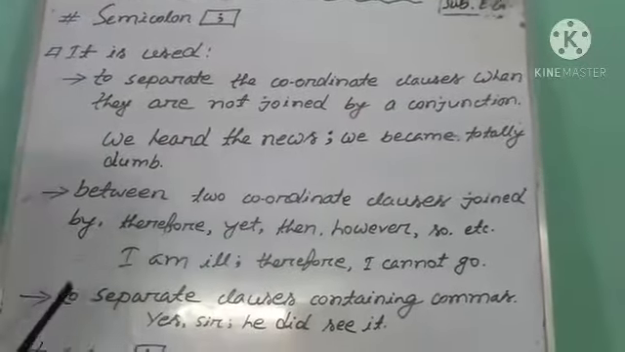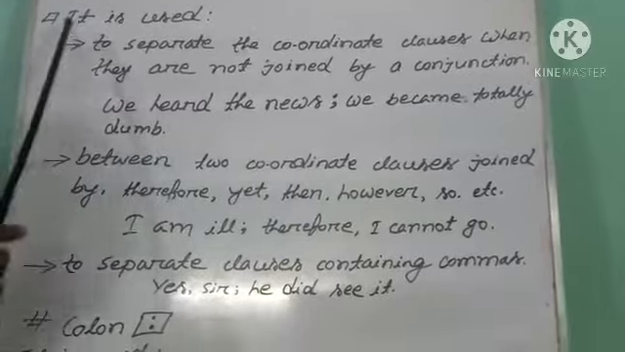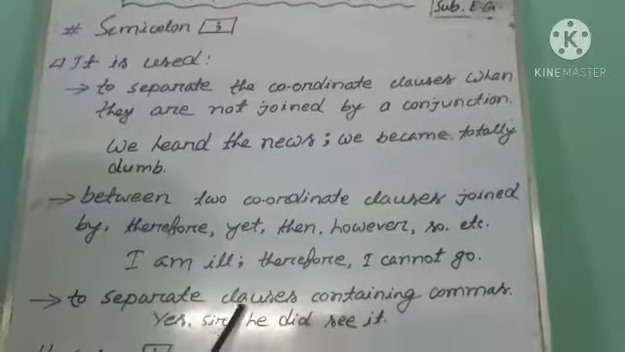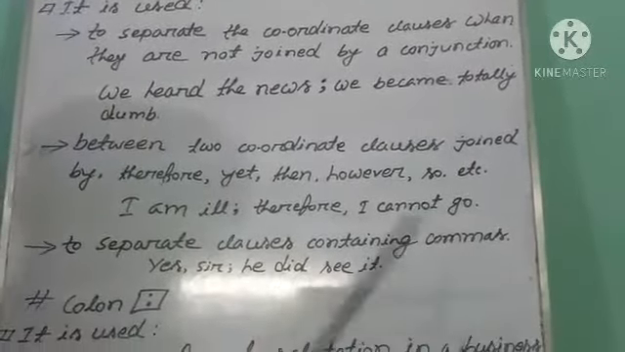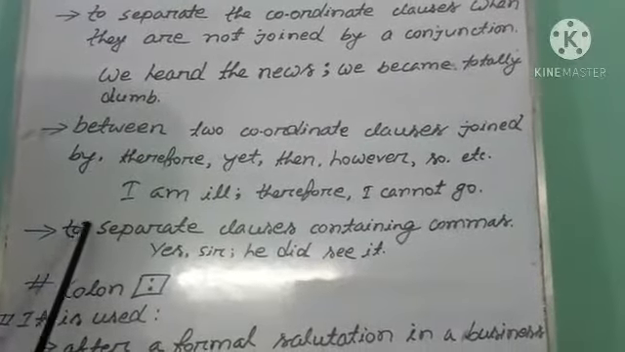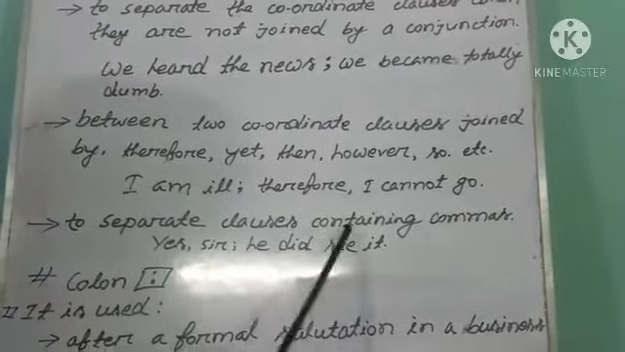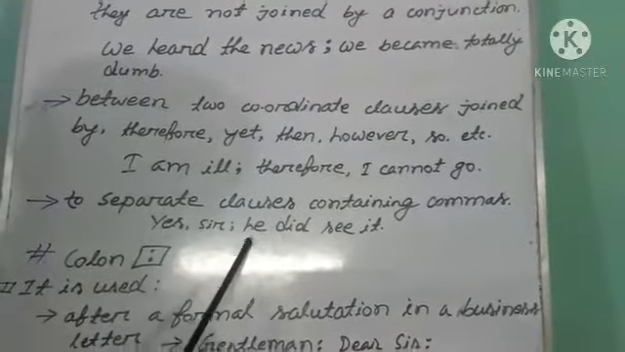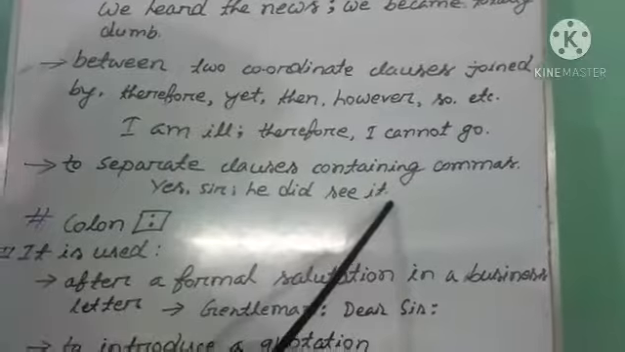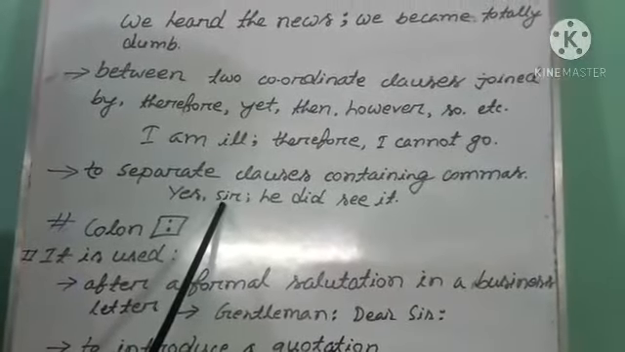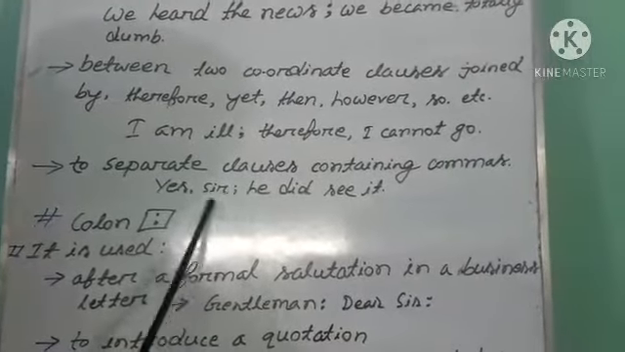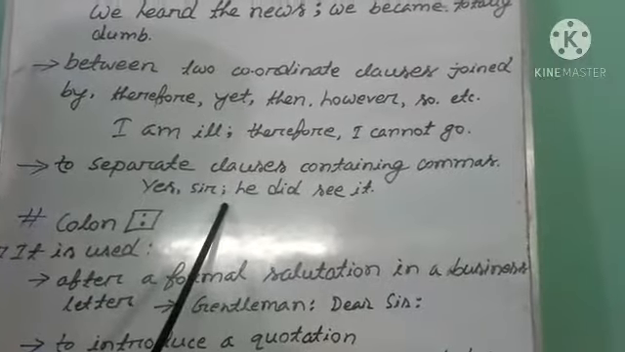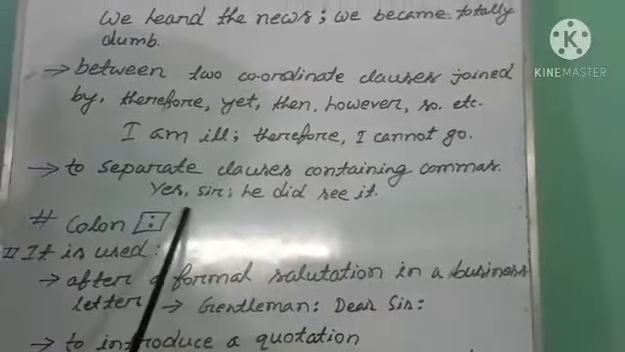Third one, a semicolon is used to separate clauses containing commas. For example, yes sir; he did say it. You can see after "sir" we use a semicolon to separate clauses containing a comma.